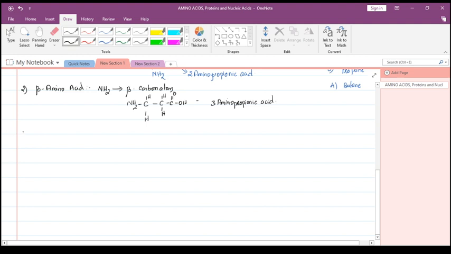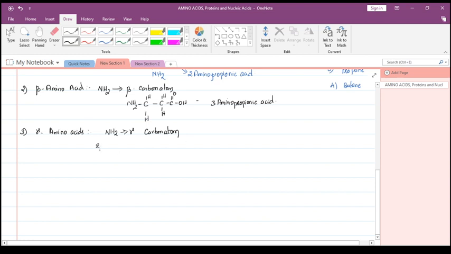Okay, now the third one is gamma amino acid. What is this gamma amino acid? If the amino group is present on the gamma carbon atom, then it is called a gamma amino acid. Okay, now what is the main example for the gamma amino acid? 4-aminobutanoic acid.